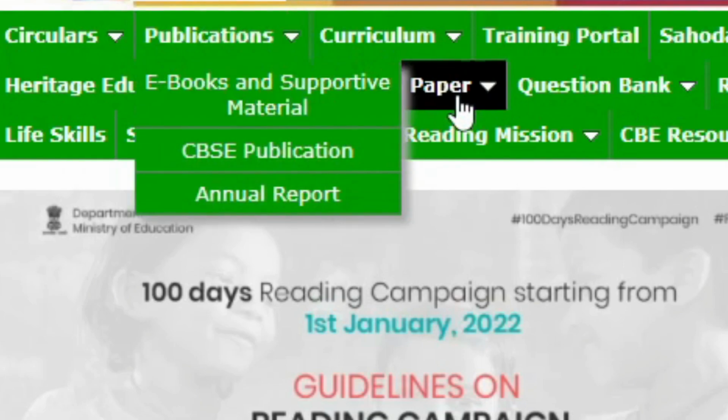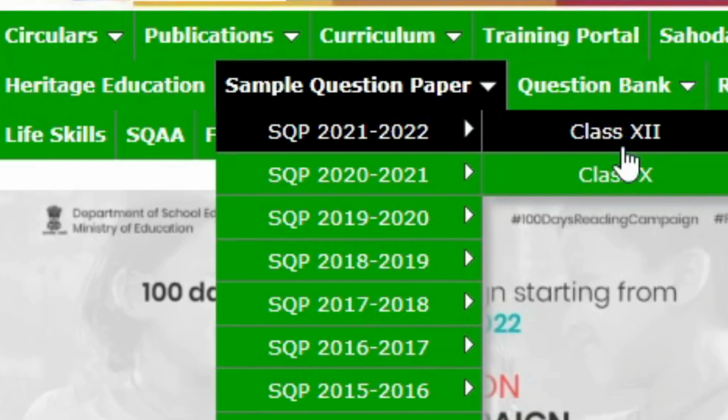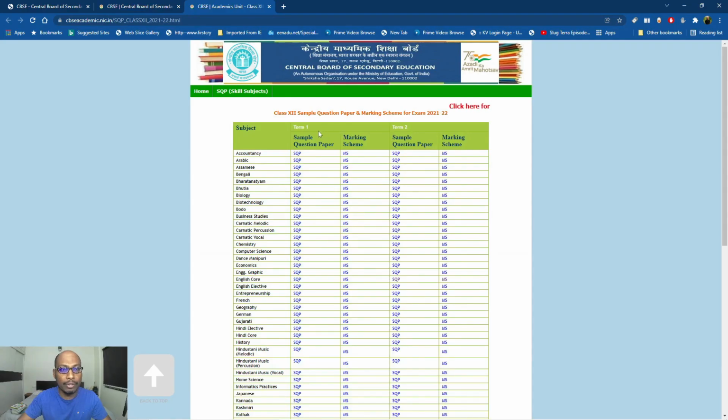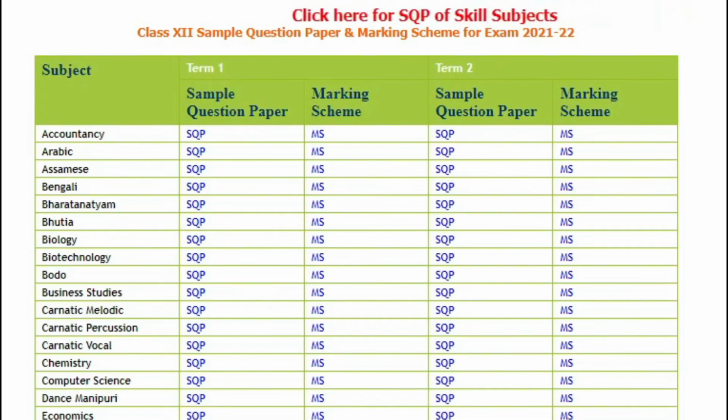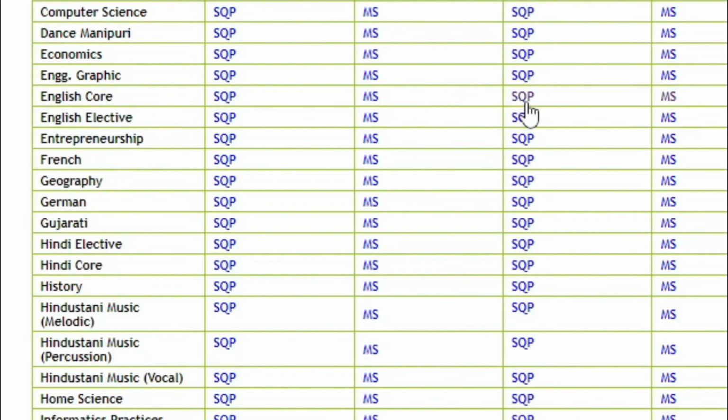So here you can see sample question papers class 12. Now here you can see the term 1 sample question papers and term 2 sample question papers. Now we are going to download the term 2 sample question papers for subject English, as I teach English for class 11 and class 12 students. So English core, let us select English core, term 2 sample question paper for English core.